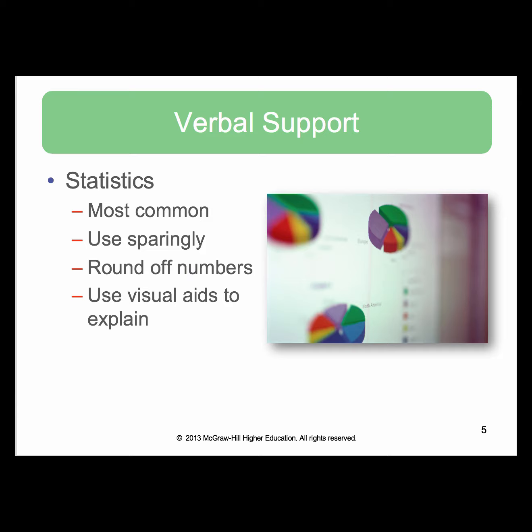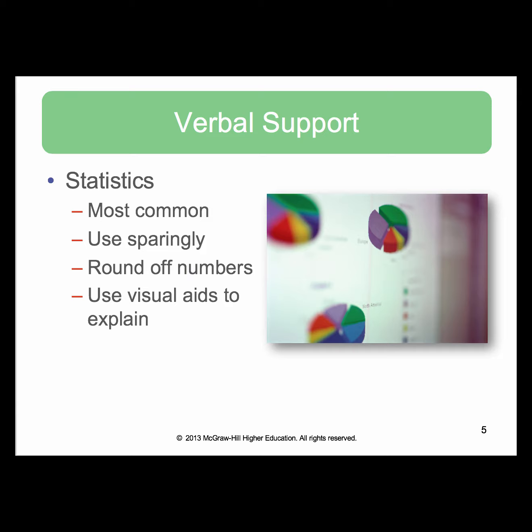So I would say statistics are the most common form of verbal support used in speeches and presentations, and our text supports that as well. A lot of people like to rely on statistics, but we want to make sure that we are choosing the right statistics that have the most impact to our audience about that subject.